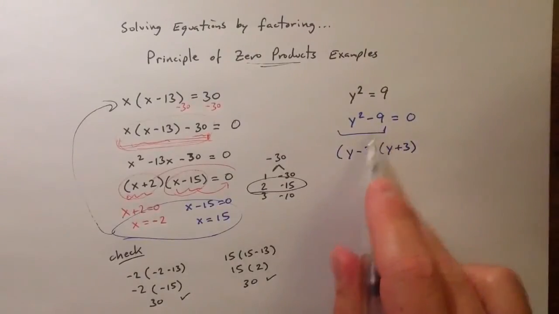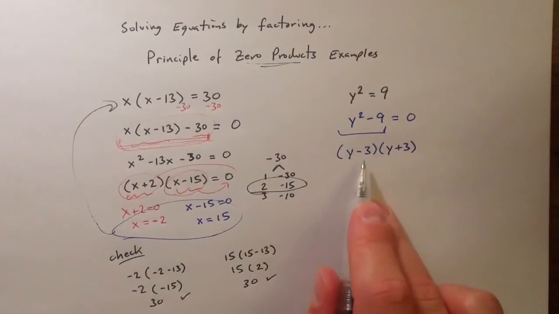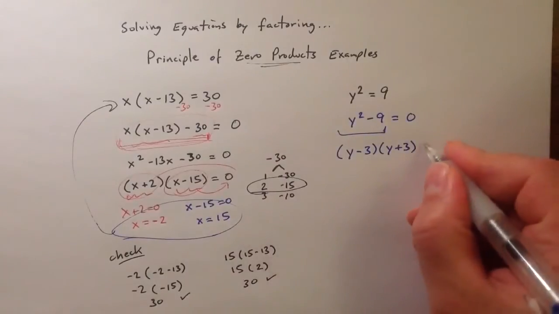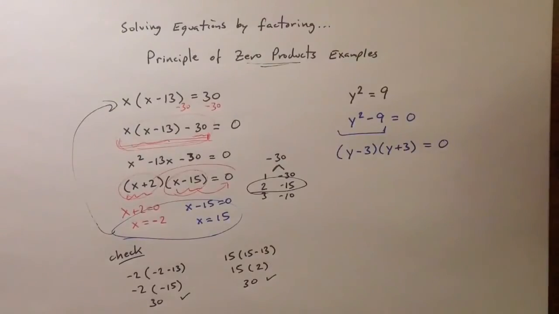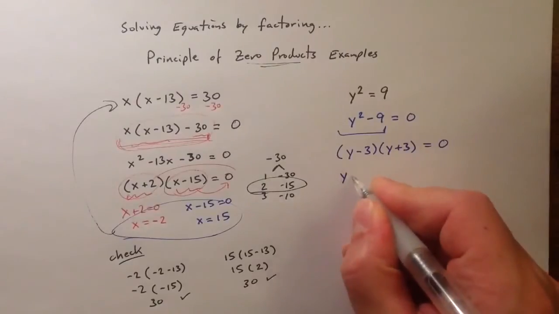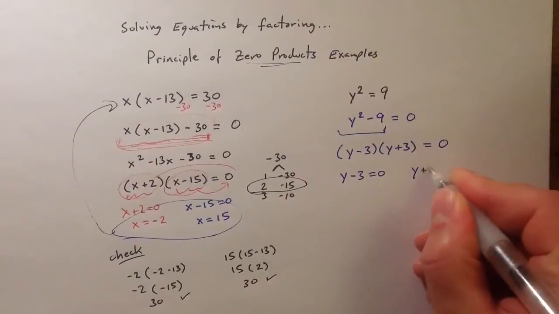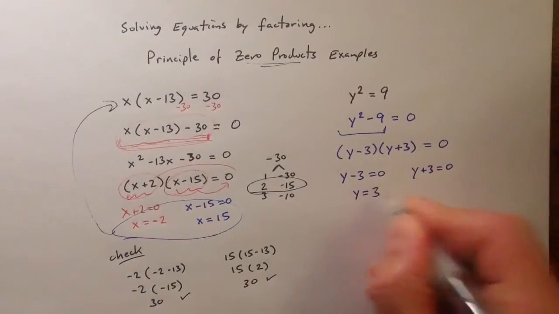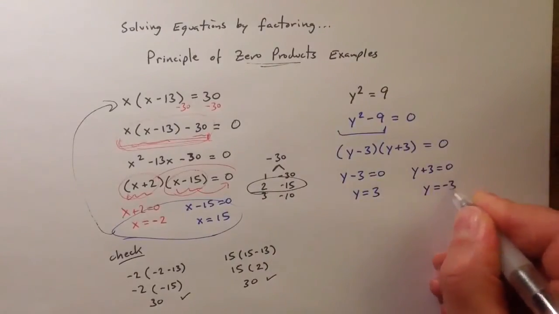Since 9 is 3 times 3, negative 3 times positive 3 will give me a negative 9, and negative 3 times y and y times positive 3 will cancel out. And so we don't get a middle term that just has a y by itself. But of course now the principle of zero products makes it clear that one solution is going to come from y minus 3 equals 0. The other solution comes from y plus 3 equals 0. And so either y equals positive 3 or a second solution is y equals negative 3.